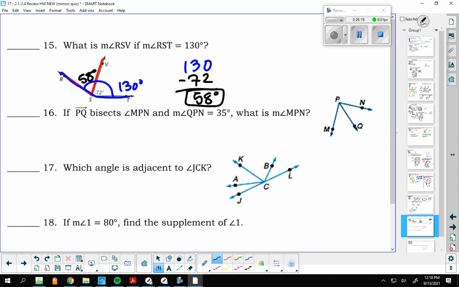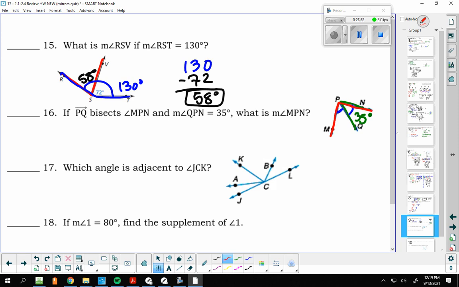So if ray PQ here bisects angle MPN, okay, so if it bisects, we know this half is congruent to this half, so I'm just going to mark it. And the measure of angle QPN is 35 degrees, so that half's 35. What is the measure of angle MPN?